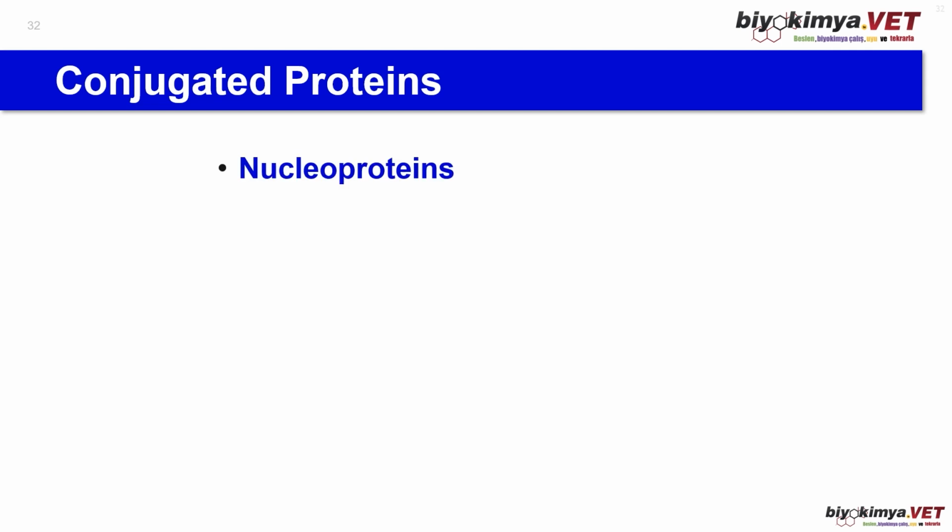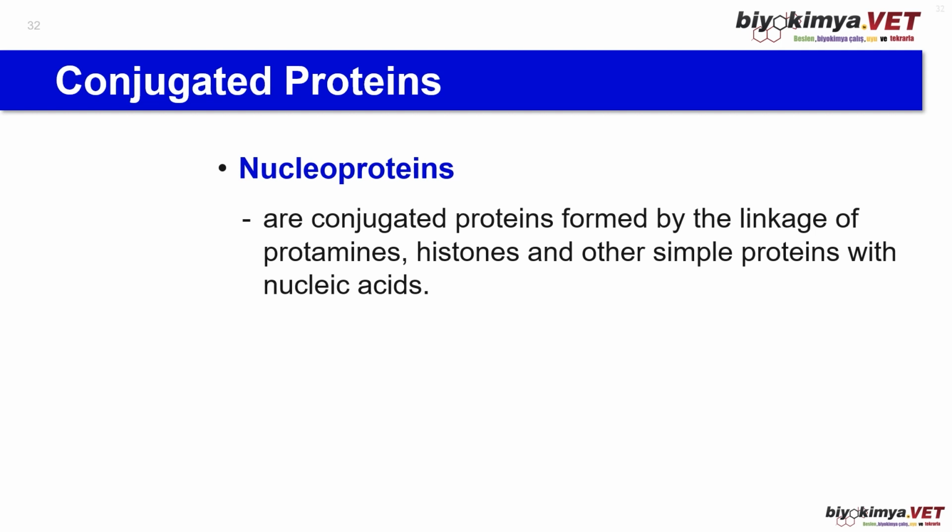Nucleoproteins, another class of conjugated proteins. Nucleoproteins are conjugated proteins formed by the linkage of protamines, histones, and other simple proteins with nucleic acid. Nucleoproteins refer to biological molecular complexes consisting of a combination of nucleic acid, usually DNA or RNA, and protein. And these complexes perform important biological functions such as storage, transport, and utilization of genetic material.